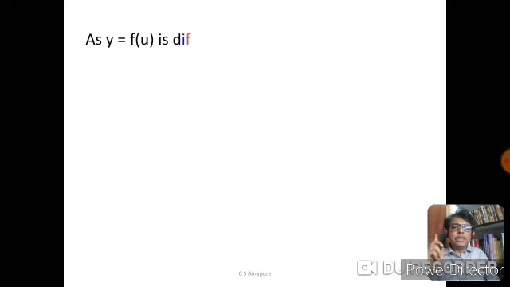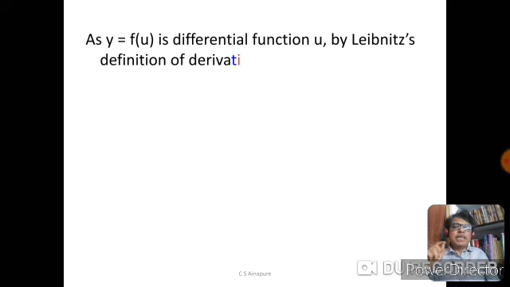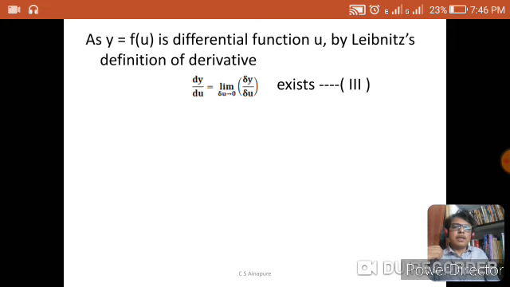Again, we will come back to the given statement, y is equal to f of u is a differentiable function of u. Already we have mentioned that dy by du exists. Now, we will use the Leibniz definition of derivative here. What it says, this dy by du exists, and its value is equal to, by Leibniz definition, limit delta u tends to 0, delta y by delta u. Okay. So, we are getting here dy by du is equal to limit delta u tends to 0, delta y by delta u, and it exists according to the given condition.